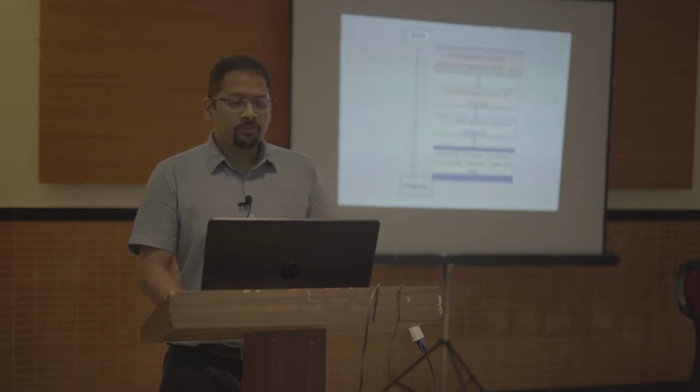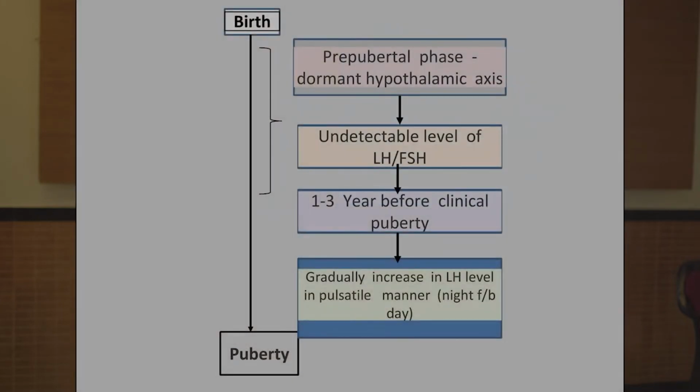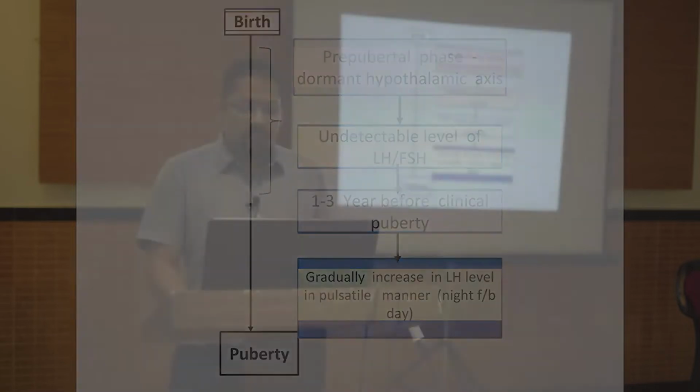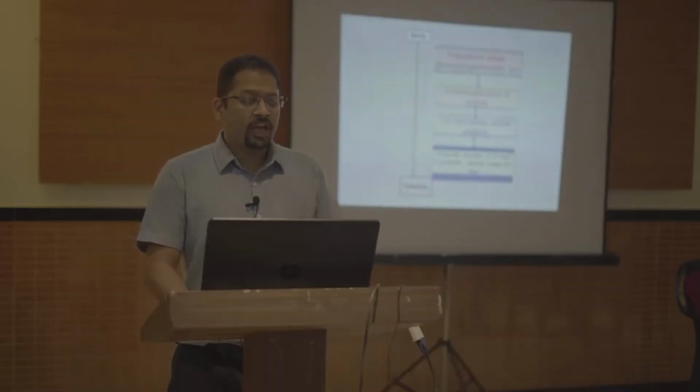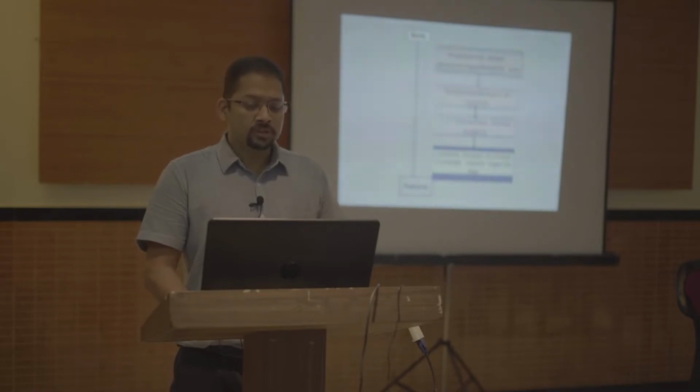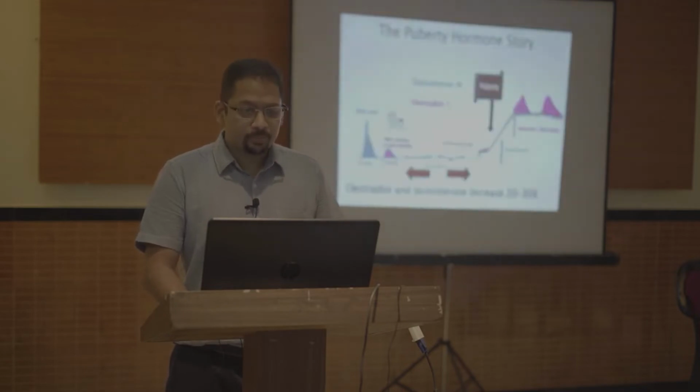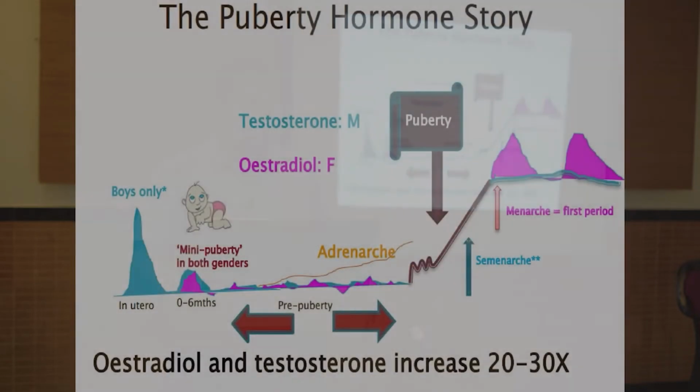So from birth, in the prepubertal phase, the hypothalamic axis is dormant. There will be undetectable levels of LH and FSH, and 1 to 3 years before the clinical onset of puberty, there is a gradual rise of LH and FSH. LH rises first, especially at night, because the half-life of LH is around 20 minutes, so it can be seen easily in a pulsatile manner. However, FSH has a long half-life of up to 4 hours, so the pulsatility of FSH is not clearly seen. So this is the hormone story of the child from birth till death.